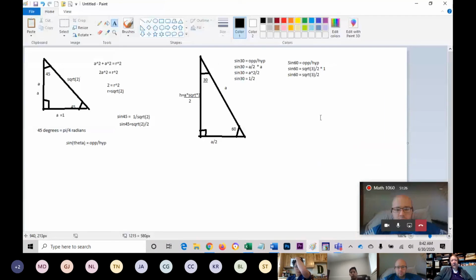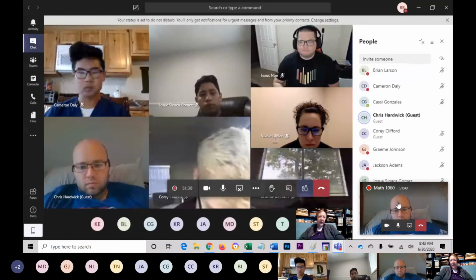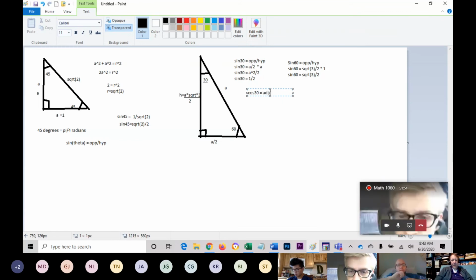Okay, let's keep going. If the sine of 30 is 1/2, could we figure out what is the cosine of 30? So that was Chris that did that one. Corey, Clifford, it must be your turn. What is the generic formula for the cosine? Adjacent over hypotenuse, okay? So we're using this angle here. What would be the adjacent in this case? So the cosine of 30 would be A, which would be 1 times the square root of 3 over 2.